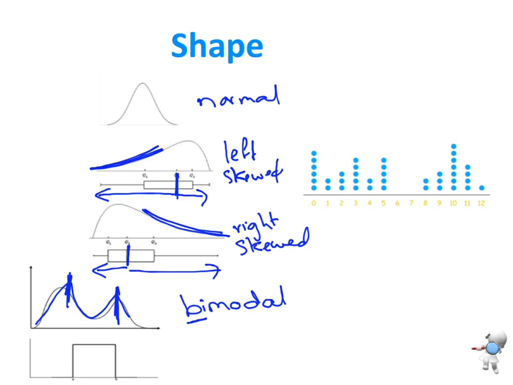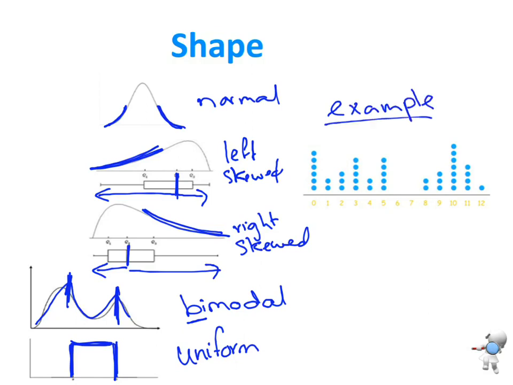Two peaks, that's the word for bi. The last one there is uniform, and the particular thing that we're looking for here is that the sides are really, really flat. It's not like the normal where our tails go down nicely. For a uniform, the sides are straight up and down, and the top is pretty flat. So here's an example for you. What we want to do when we look for shape is draw a quick match over the data, look at that, and in this case I would call this a bimodal shape.